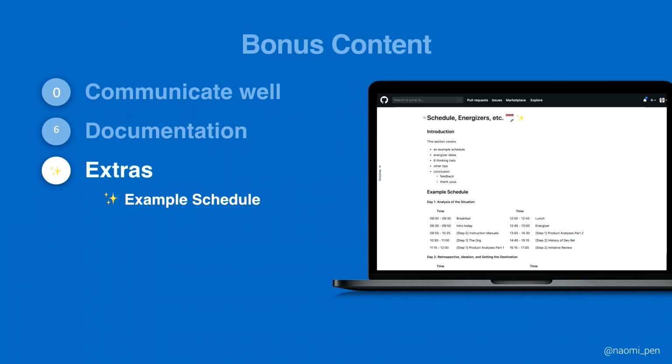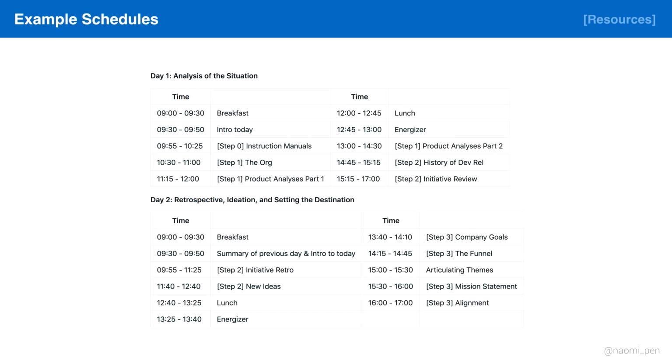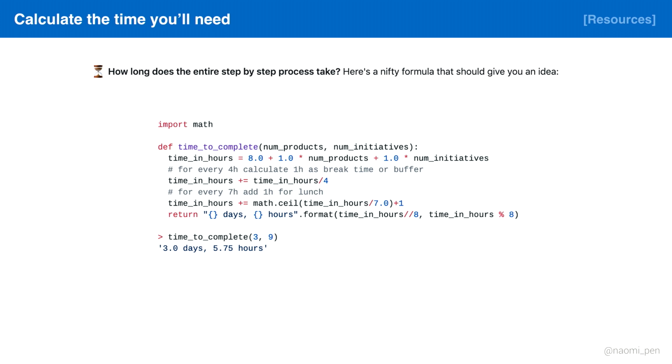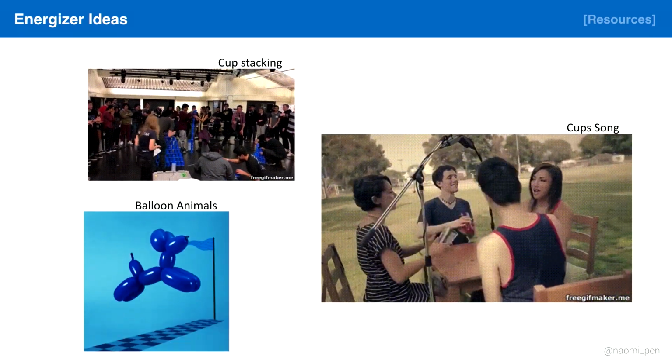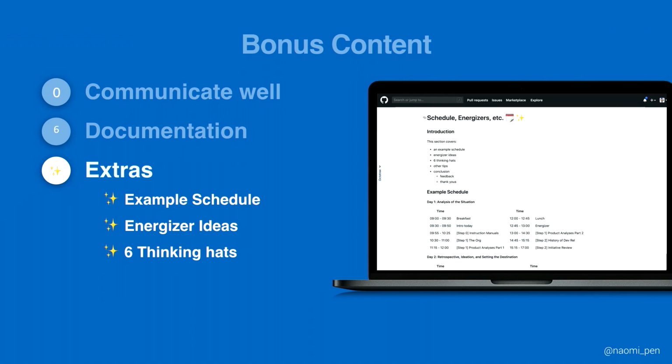And then there's some other extras. I created an example schedule that you can follow, and I created a little script to which you give some inputs, and then it'll calculate how long this entire process will take for you. I've put in some energizer ideas from things that our team did, which were quite fun. I added a section on 6 thinking hats, which our team in particular found very helpful when we did smaller retros on the initiatives, because it just focuses the discussion. And then some other tidbits that you'd probably find helpful in leading this.